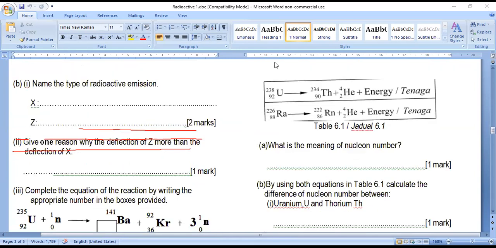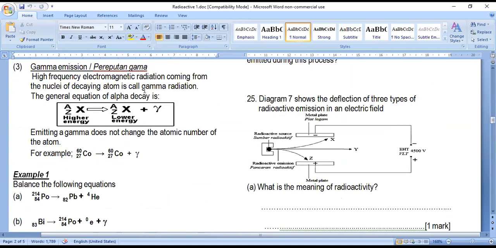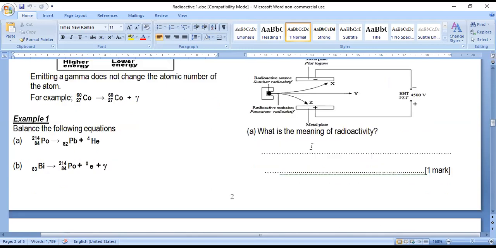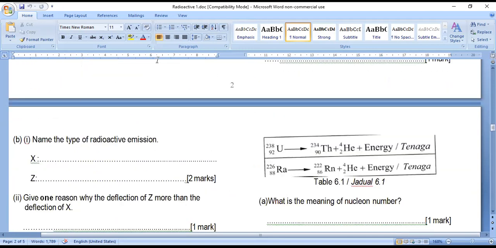Next. So what type of radioactive emission is X and Z? You can see that X is deflected towards negative, Z towards positive. So X will be alpha particle, Z will be beta particle. Okay. So X is alpha. Beta. Beta particle.